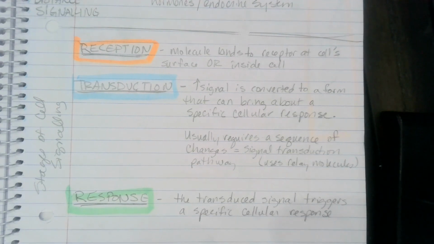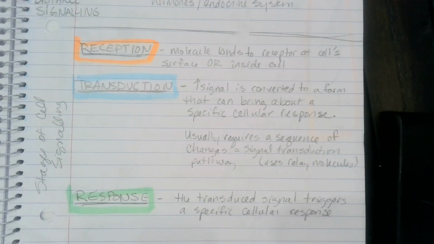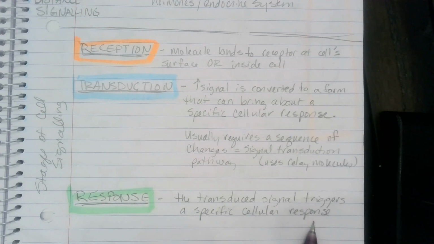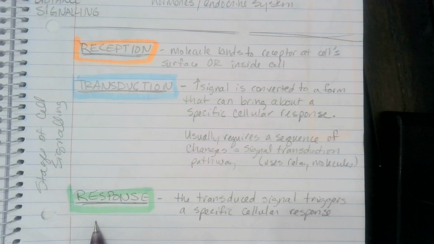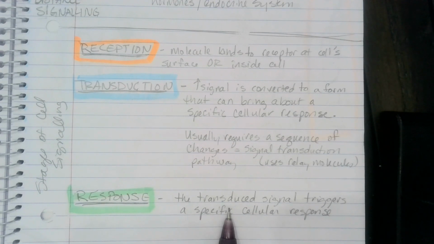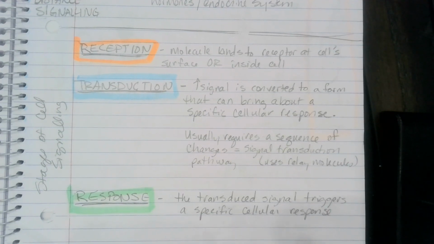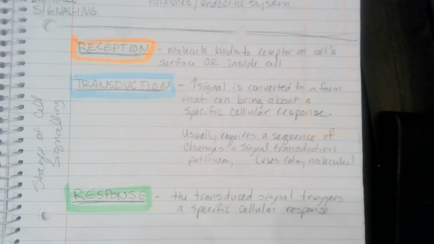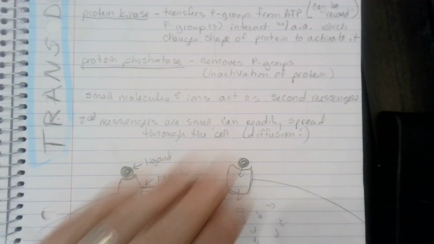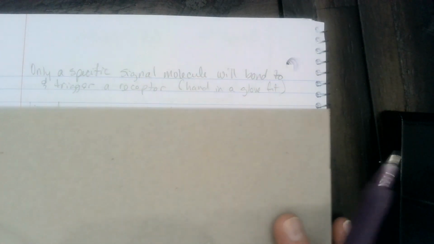And then finally, the last stage is the response. The transduced signal triggers a specific cellular response. So I have a page for reception, a page for transduction, and a page for response. Let's look at reception first. On this whole page I have reception, and I have reception on the side there, so I know that this has to do with it.